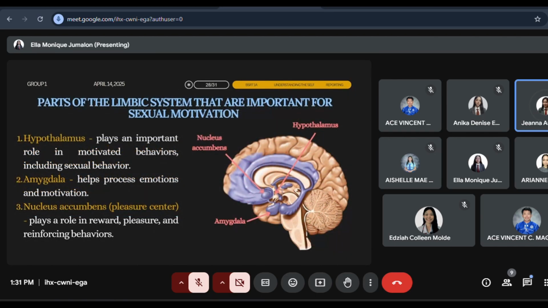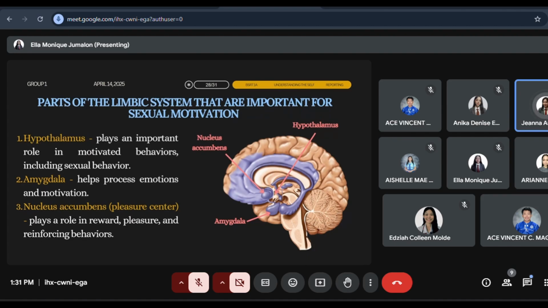So the limbic system is a group of brain structures involved in emotions, motivation, and behavior, and several of its parts are especially important for sexual motivation. The hypothalamus plays a key role in regulating motivated behaviors, including hunger, thirst, and sexual activity. It helps control the body's response to sexual stimuli and hormonal signals.